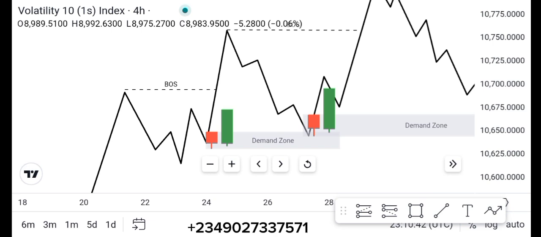So what are the criteria we need to look out for before choosing a demand zone, or before drawing zones? Firstly, if it's a demand zone, it must be the last bearish candle. Then you can see the next green candle, which was printed as a bullish, full-body candle, and it must have a fair value gap. What do I call a fair value gap? Let me explain.